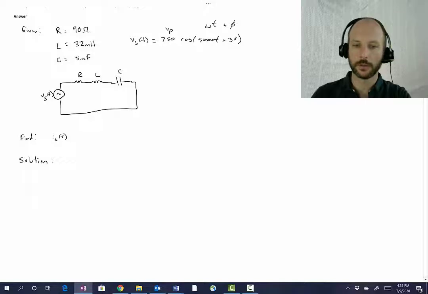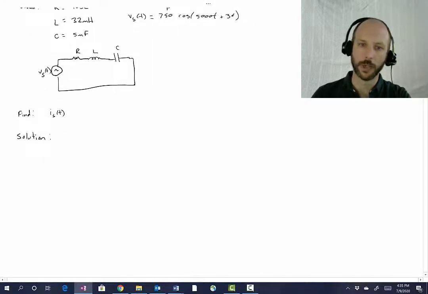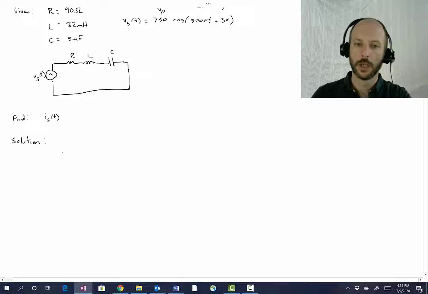In this step, what we're going to be doing is solving a series RLC circuit. You should know that the first step to that is to convert from time domain into frequency domain by converting the passive device elements from resistance, inductance, and capacitance over into impedances.